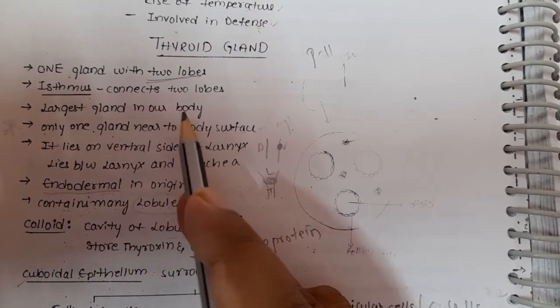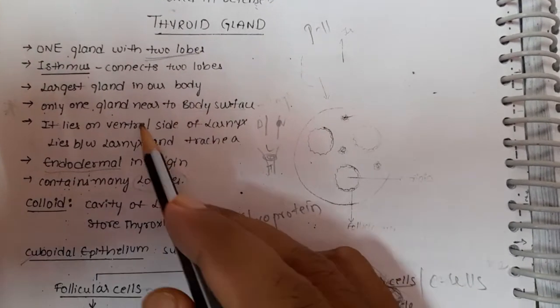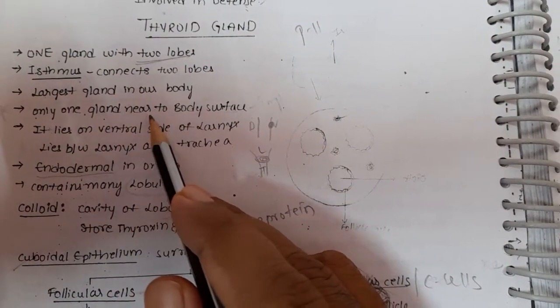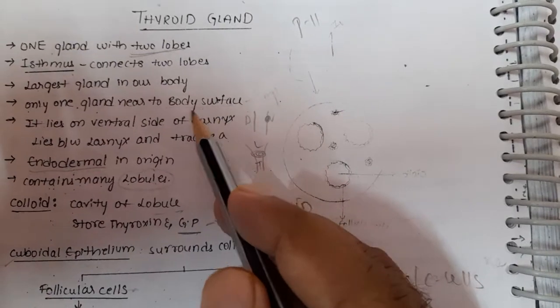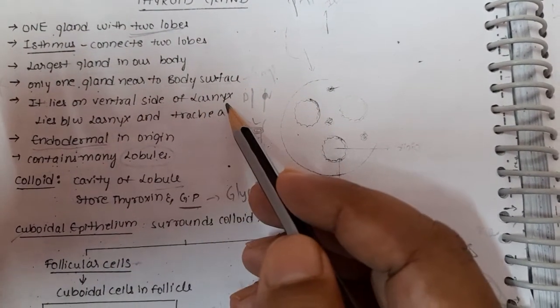This is the largest endocrine gland in our body. The largest gland in our body is the liver. The thyroid is the only gland which is very close to the body surface. It lies on the ventral side of the larynx.